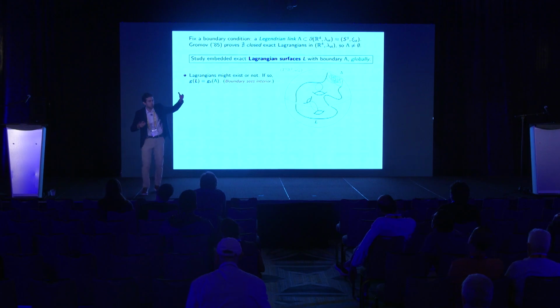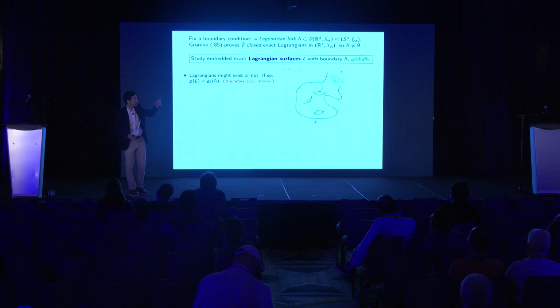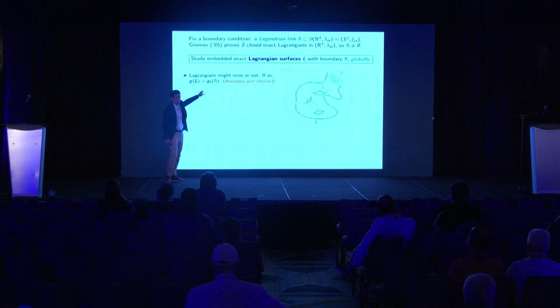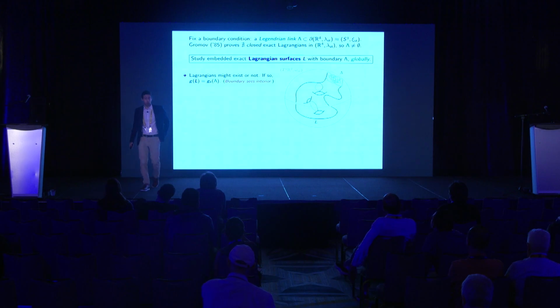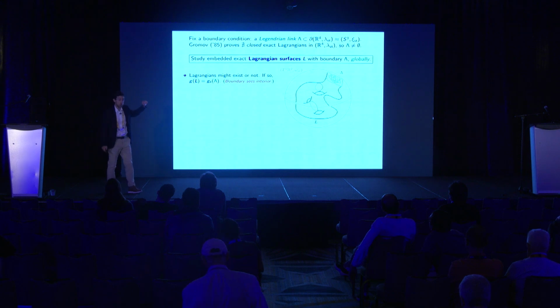And you can add as much genus as you want smoothly as a surface inside of the 4-ball. That does not happen. That's not allowed for exact Lagrangians. There's a result that says the genus of any exact Lagrangian bounding lambda is known by the boundary. Specifically, it is minimizing the genus in the 4-ball. So if I have a trefoil as my boundary condition, only a genus 1, a once-punctured torus, can be an exact Lagrangian. I'm not going to have anything like a genus 2 surface bounding it.